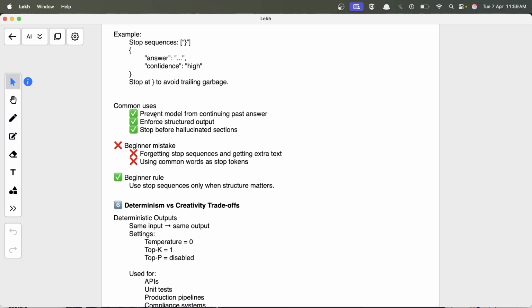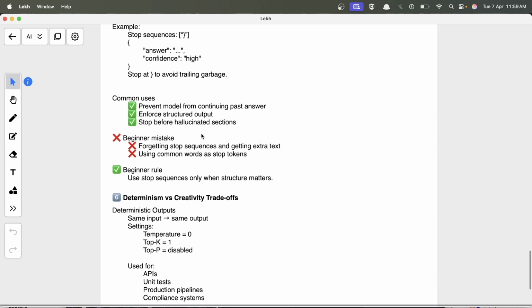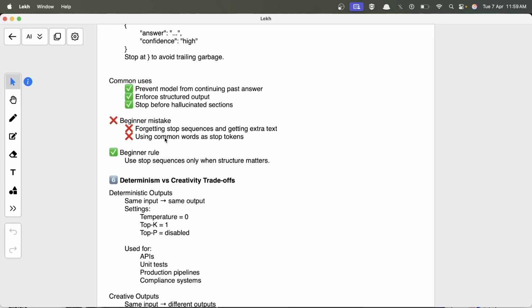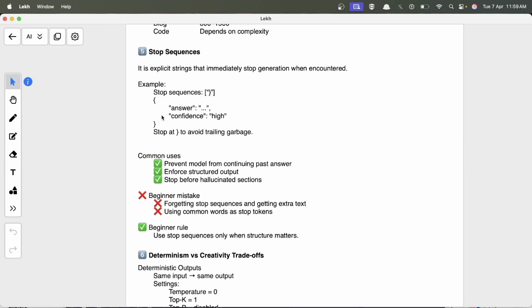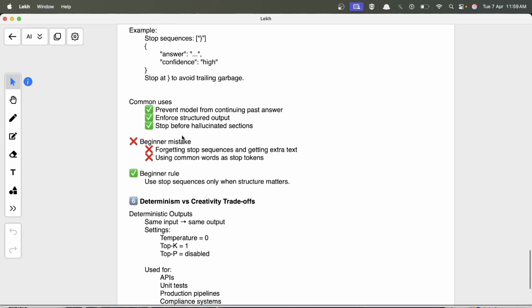So it can be used to prevent the model from continuing after the answer is complete, or enforce a structured output, or stop before hallucination appears. So forgetting stop sequences can also get you extra cost. For example, let's say you want only a small JSON from your model. The model may generate an explanation or a paragraph or something after that as well, right? So here you can stop the model as soon as the curly brace appears. It will stop generating tokens after that, and it will not give you extra random text that you might not need.